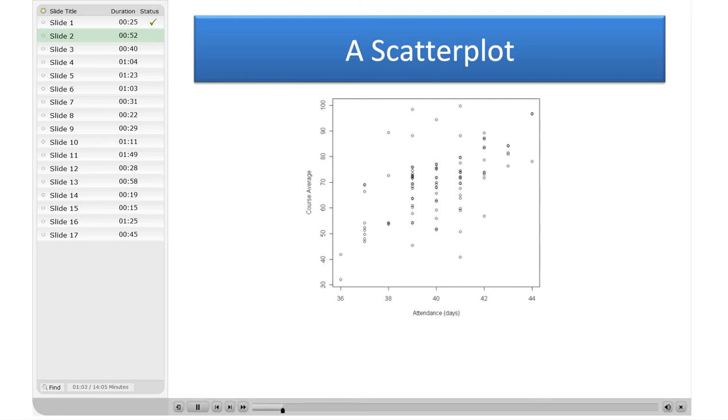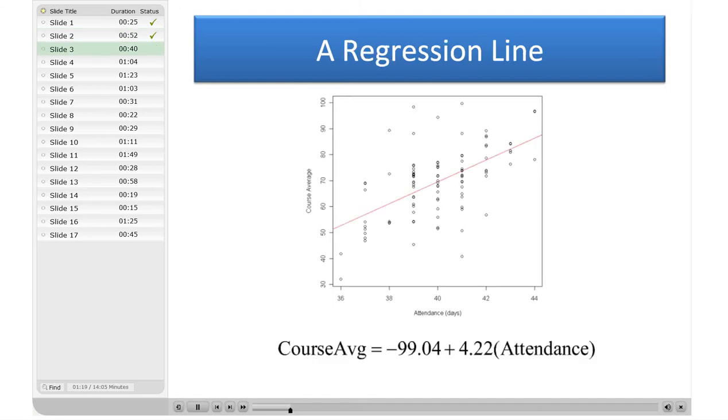So you can see this graph actually shows us that we have pretty much an increasing relationship between attendance and course average. Those students who attend class more often tend to get higher grades in the course, and those who attend less often tend to get lower grades. So looking at this entire data set can be pretty messy, and what we'd really like to do is simplify it to a simple equation that just relates the course average to the attendance.